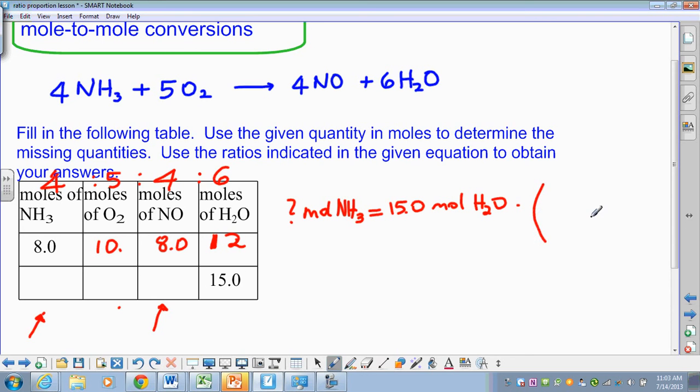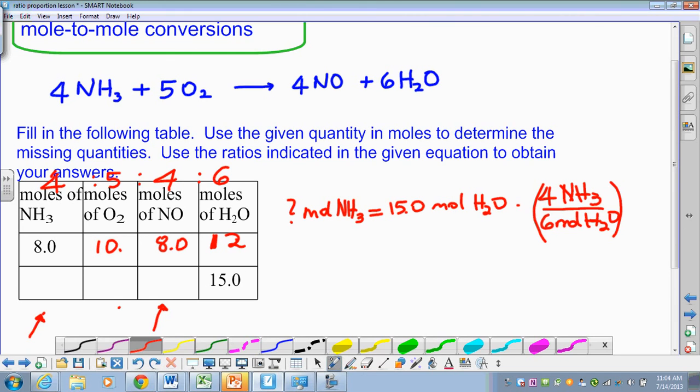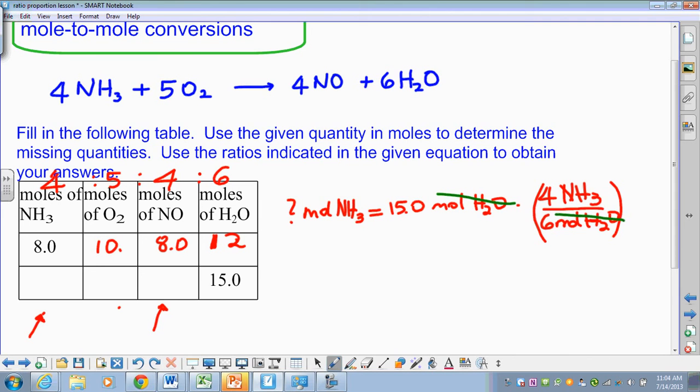And we need to write a conversion factor over here based on the given equation. What is the conversion factor between NH3 and H2O? So it was 4 to 6. I want to put the H2O moles on the bottom, so the moles of H2O will cancel, right? So the given information tells us 6 moles of H2O will be produced when 4 moles of NH3 are used. Let's cancel the common units, moles of H2O, moles of H2O.